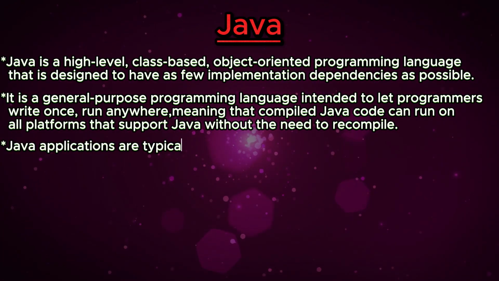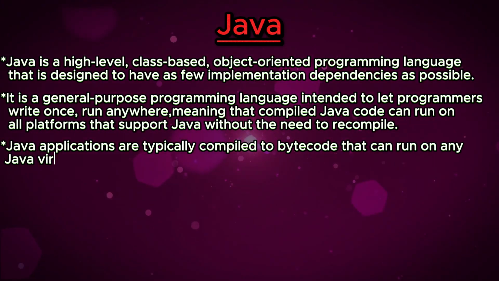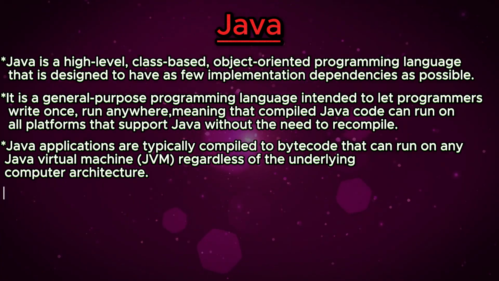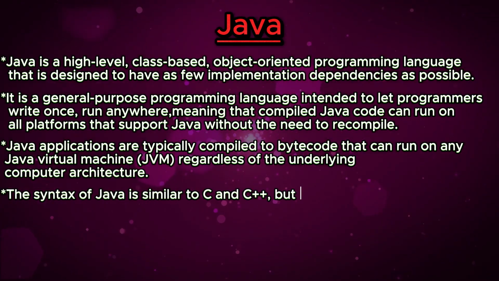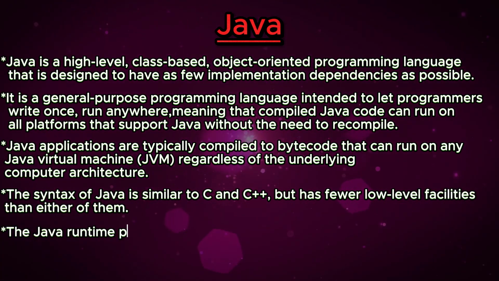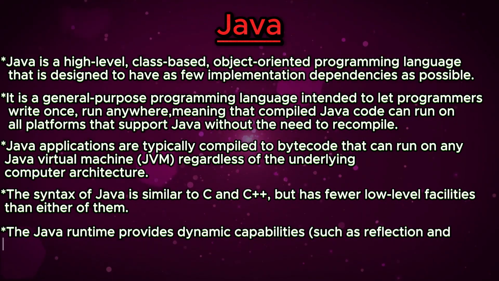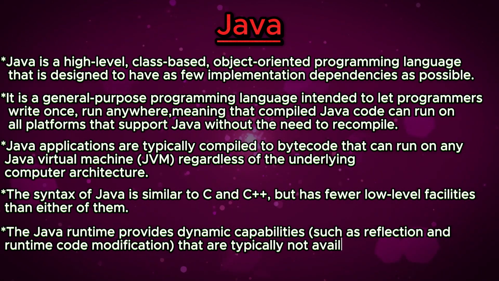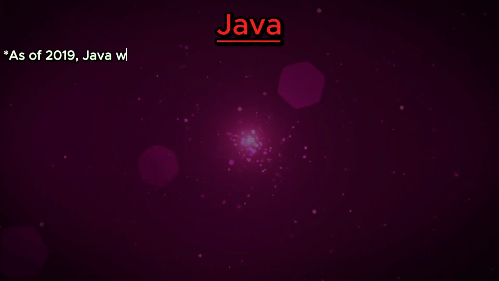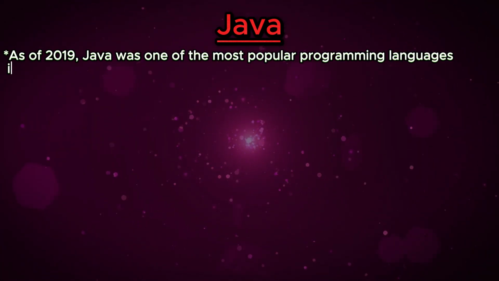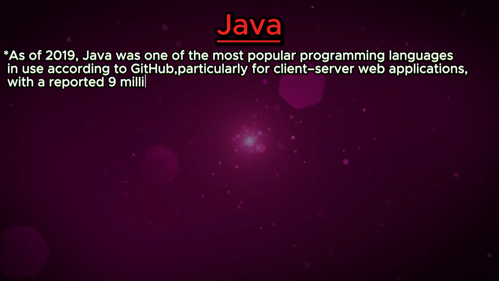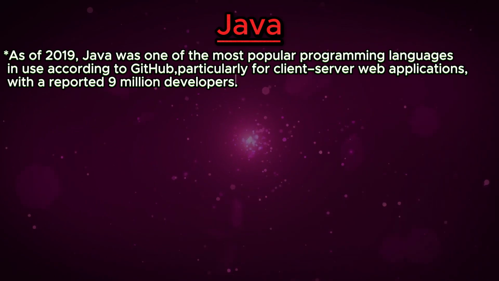Java applications are typically compiled to bytecode that can run on any Java virtual machine, JVM, regardless of the underlying computer architecture. The syntax of Java is similar to C and C++, but has fewer low-level facilities than either of them. The Java runtime provides dynamic capabilities, such as reflection and runtime code modification, that are typically not available in traditional compiled languages. As of 2019, Java was one of the most popular programming languages in use according to GitHub, particularly for client-server web applications, with a reported 9 million developers.